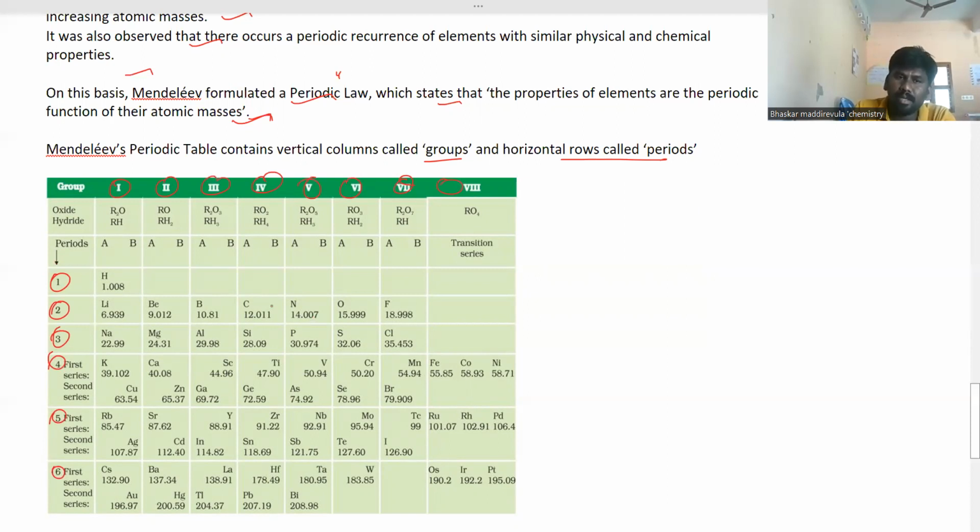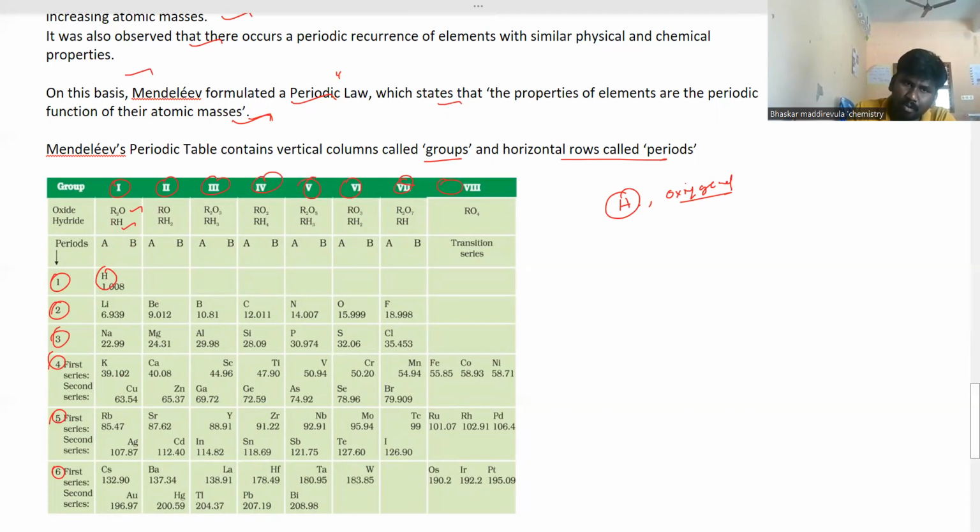He classified the elements. He arranged the elements in the increasing order of atomic mass. Along with that, he arranged the elements based upon their reactivity toward hydrogen and oxygen. You see here, the hydrogen. This hydrogen will form oxides of R2O type, and it will form hydrides of RH type.